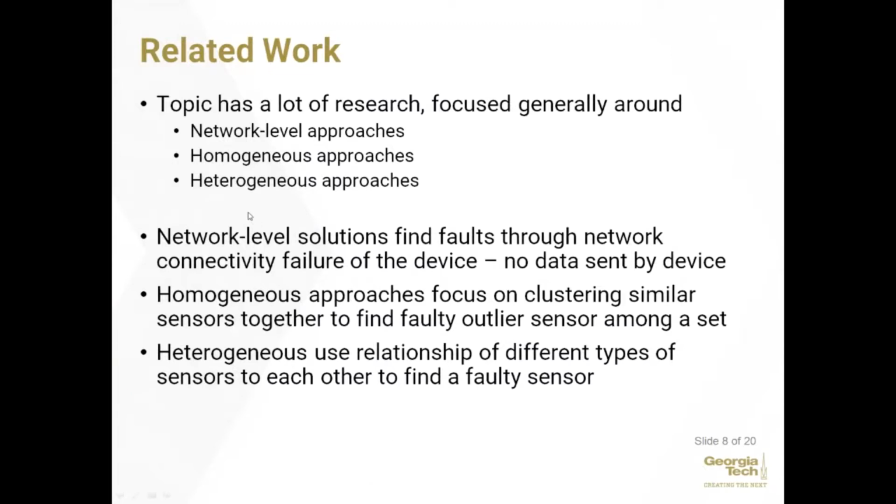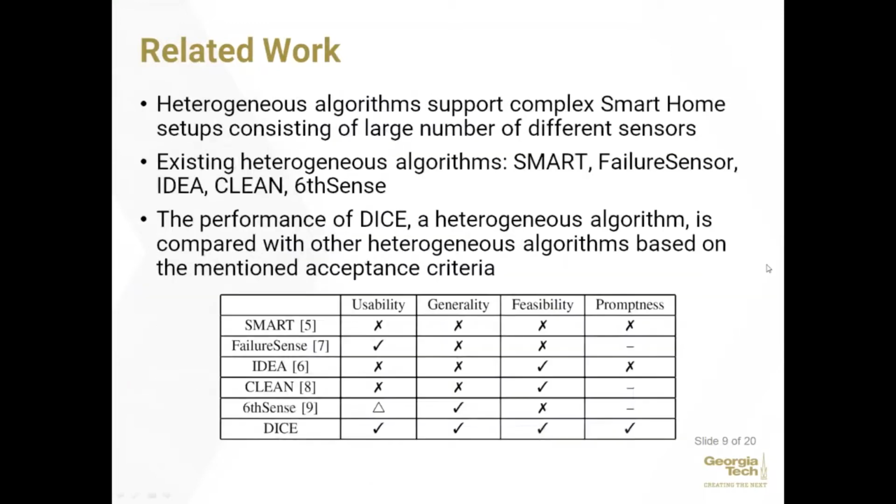Like I mentioned, network level solutions find faults through network connectivity failures of the device. No data has been sent by the device in a while. Homogeneous approaches focus on clustering similar sensors together to find faulty outlier sensors among a set. Then heterogeneous approaches use the relationship of different types of sensors to each other to find a faulty sensor. The bulk of the related work, and what DICE is being compared against, is going to come from the heterogeneous approaches.